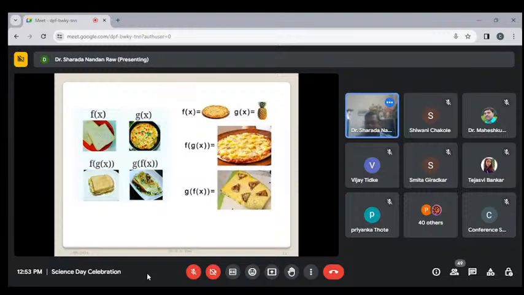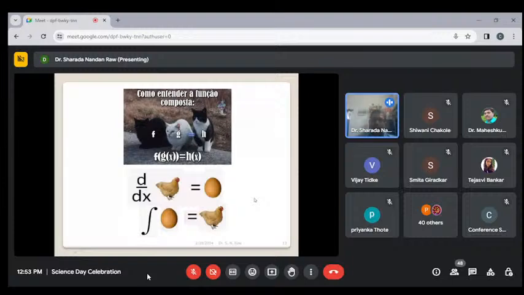Now according to composition, black and white cat. f represents the black cat and g represents the white cat, then this is equal to h, black and white. By composition, f of g of x is equal to h of x, represented as a black and white cat. Similarly, this figure I have taken from some social media.